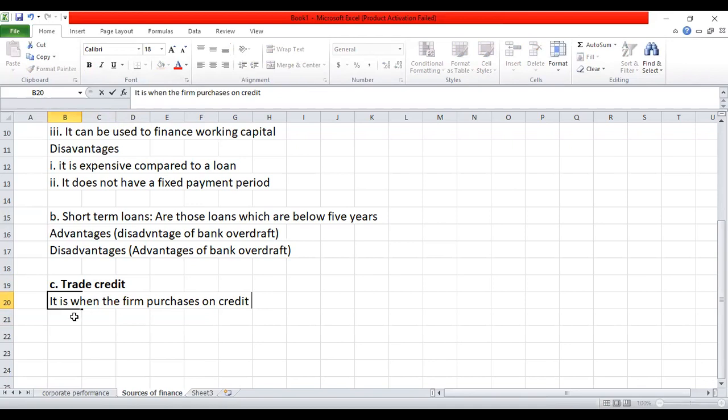Advantages: it's almost the same as above. It is easy to get. It doesn't require collateral.